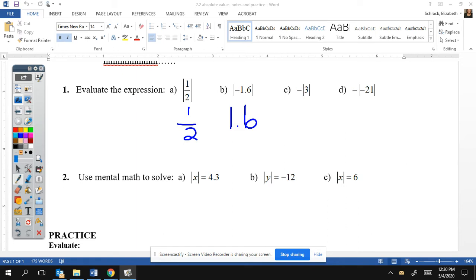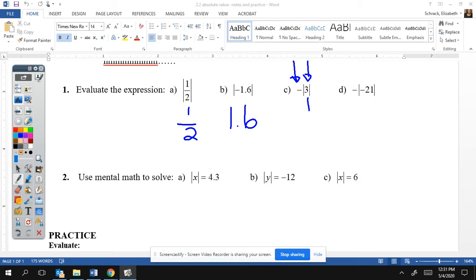C and D are a little bit different because they have a negative sign or an opposite outside of the absolute value. So first of all, I'm going to go over how to read this. C, you would read this as the opposite of the absolute value of 3. So you can think about this in 2 steps. You always want to solve what's inside the parentheses first, and an absolute value is a type of parentheses or a type of grouping symbol.